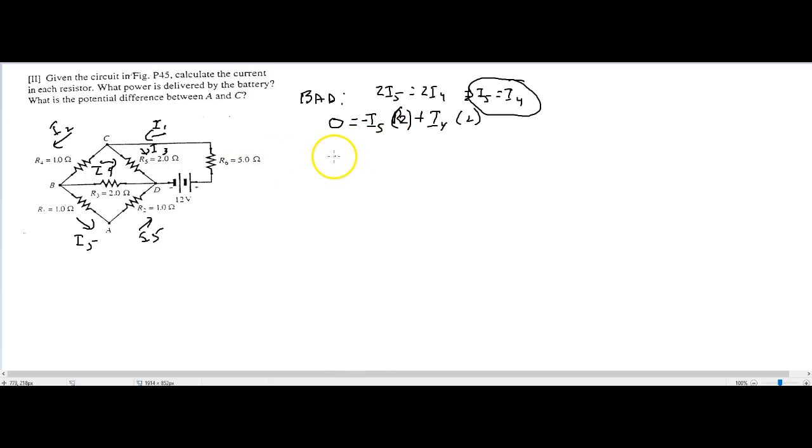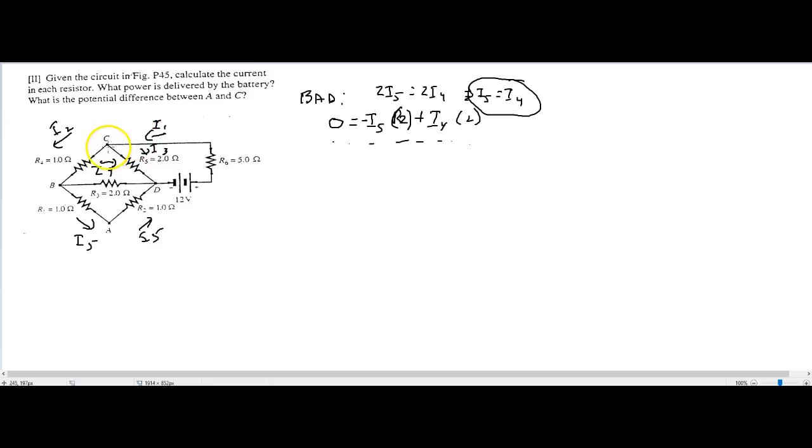Okay? So what else might I choose to do? I might look around the loop and say, well, what if I do the top one, CBD? How about CBD? Would CBD give me something interesting? All right. So CBD, what would that give me? Well, it's going to give me another equation. I'm going to go ahead and write that one down. This is one equation. I'm going to change colors so I can keep track of where I have a new equation.